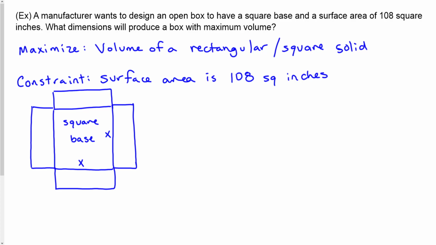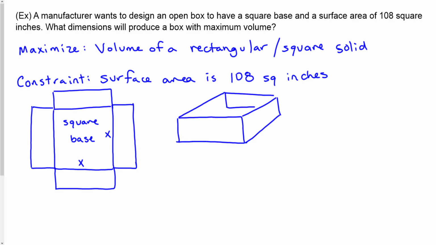And I'm probably going to ruin the picture of the box here, but once it's folded upward, I'm not great at drawing in 3D. That's what my box is going to look like. So the top is open, but each side is x and x, but having these flaps on the side allow me to fold upward to make the rectangular box. Okay, what's next?